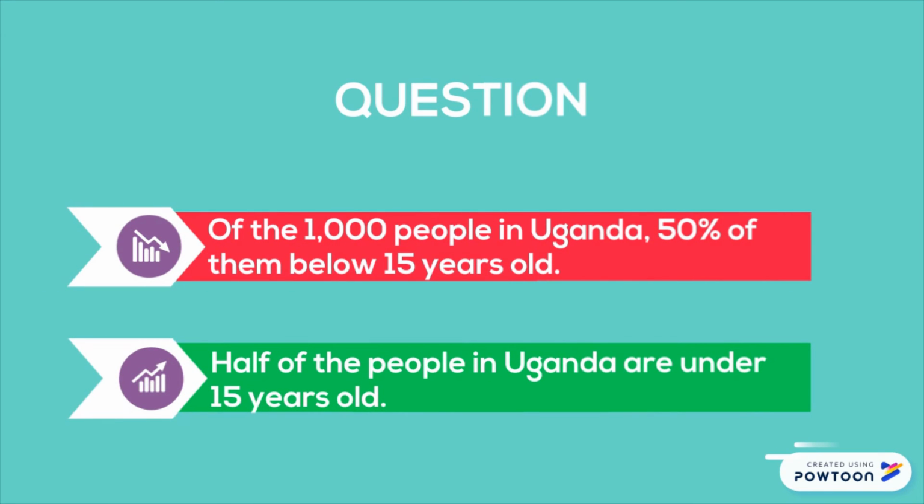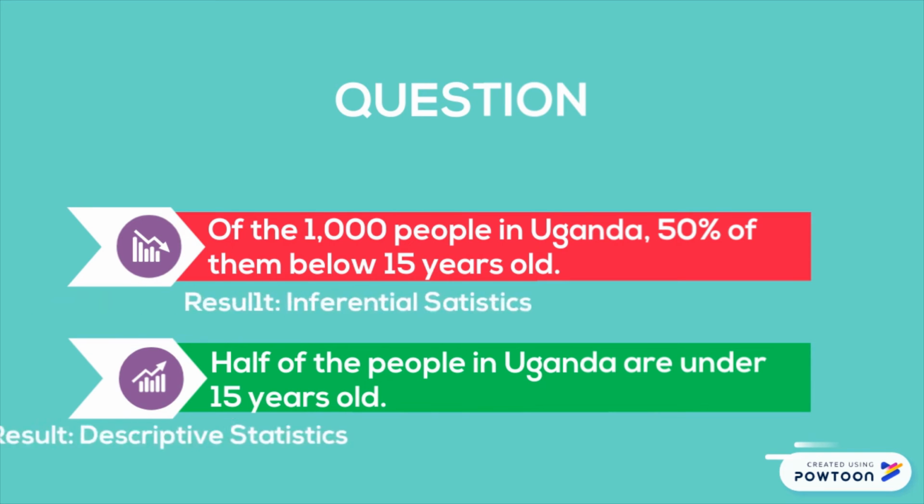Of the 1,000 people in Uganda, 50% of them are below 15 years old. Result: inferential statistics. Okay, this is the question. Why is the first question inferential statistics? That's because of the words "1,000 people in Uganda." That means there are millions of people, but it's just choosing 1,000 people, so it's using a sample. If using a sample, it's inferential statistics.